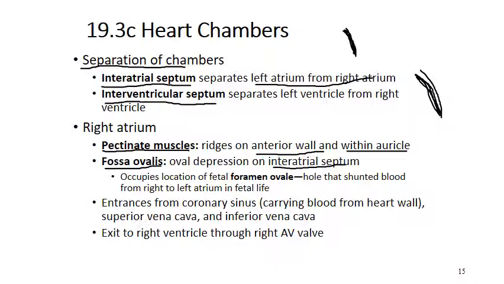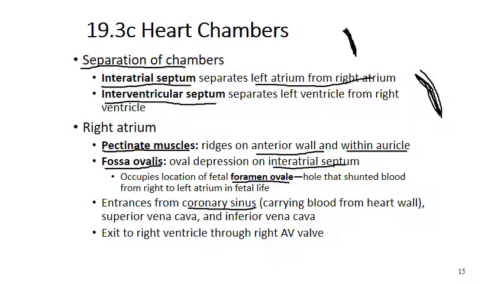This is where we're going to find the fetal foramen ovale, which is a hole that has blood being shunted from the right to the left atrium in fetal life, just because we don't actually breathe in our mother's womb, so we don't need to have the right ventricle pumping blood into our pulmonary system. That's unnecessary. We just need it to go right into the left side and then to the rest of the body because we're getting oxygen from our mother. Entrances from the coronary sinus, which is going to be carrying blood from the heart wall.